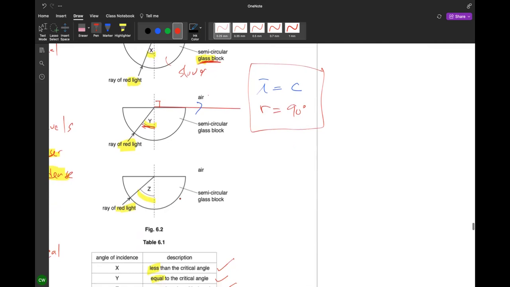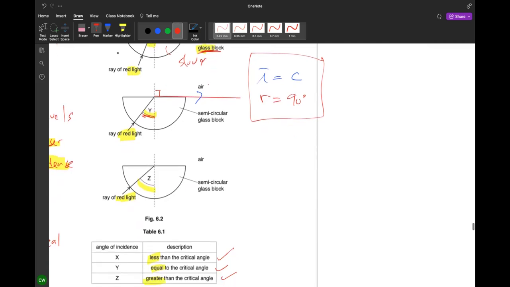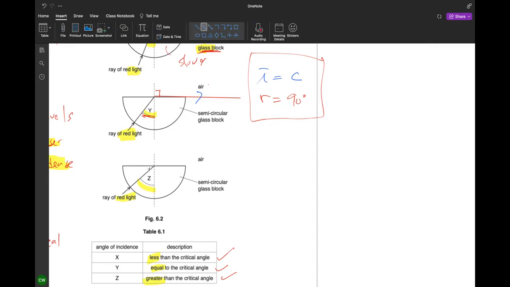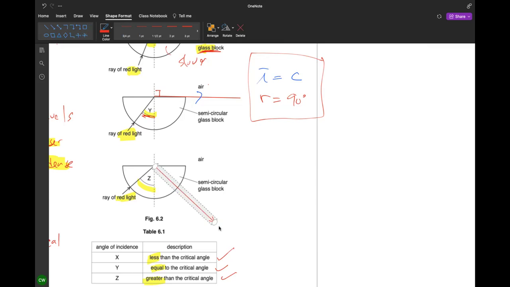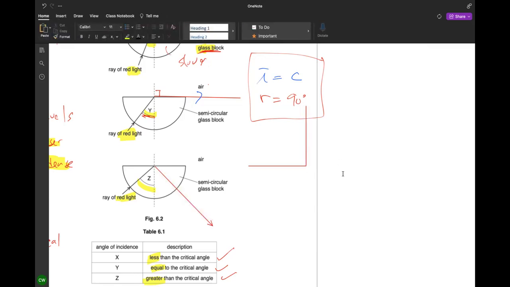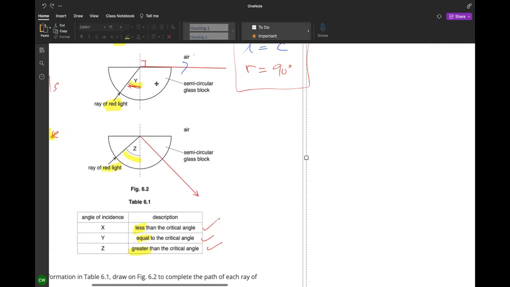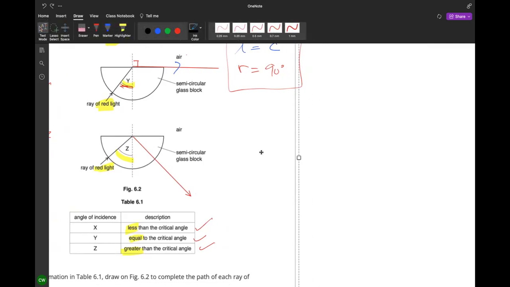Okay, what will happen when it's more than that? When it's more than that, then you'll be totally reflected. That means you'll be like that, totally reflected. When it's totally reflected, it's no longer a refraction. It's called no refraction.